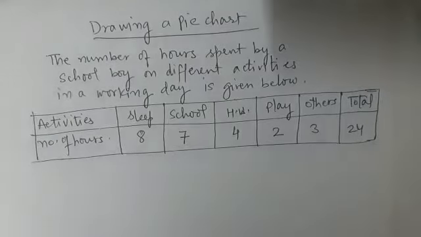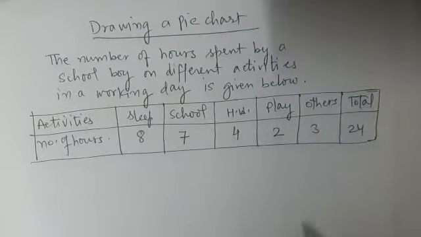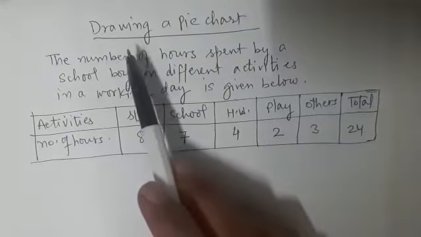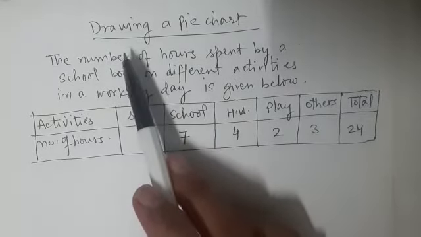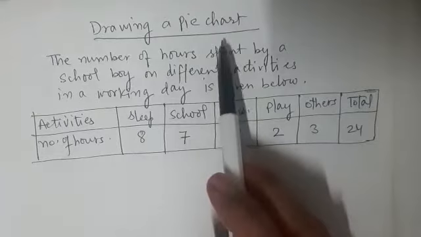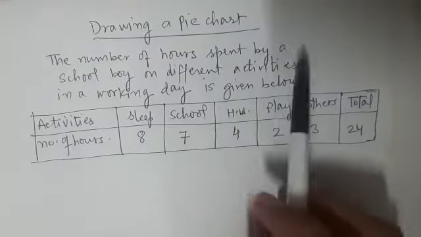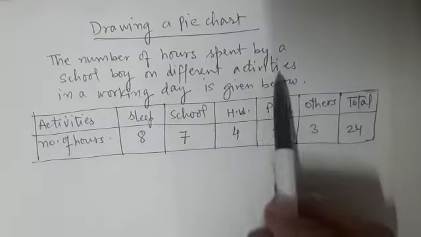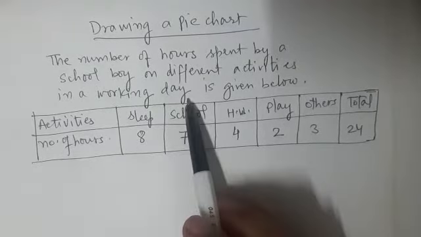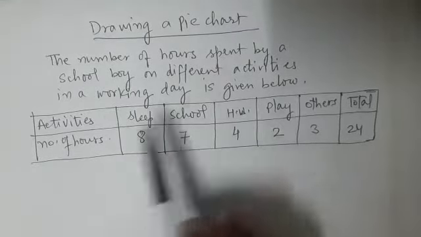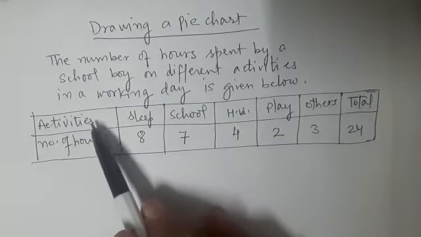Dear students, let us discuss a question from the chapter Statistics. This question is of 4 marks and it is on the concept of drawing a pie chart. And the question says, the number of hours spent by a schoolboy on different activities in a working day is given below. You are given the data.